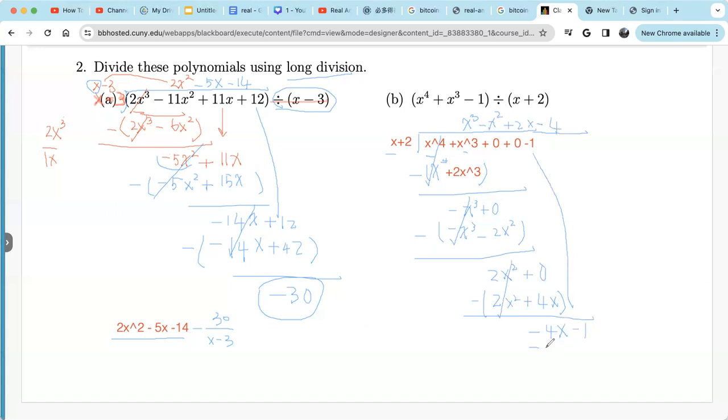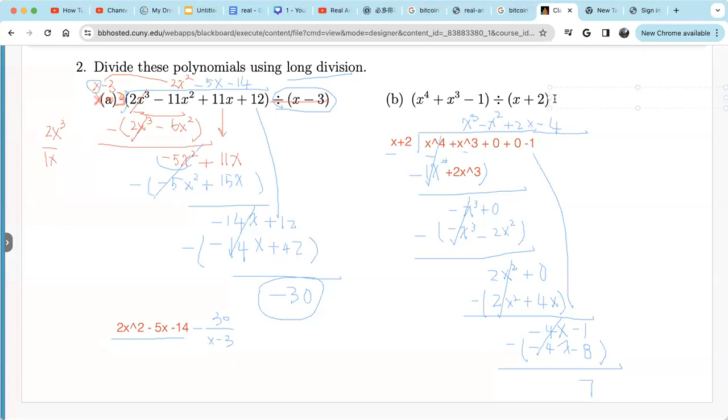So negative 4x divided by x, that's negative 4. So we put negative 4 in the quotient. Negative 4 times x, we get negative 4x. And then we have 2 times negative 4, gives us negative 8. Then we subtract. So each step we subtract. Because when we subtract, we get rid of the leading term. Then we have negative 1 minus negative 8. Negative 1 minus negative 8 becomes negative 1 plus 8. Right? That becomes 7. So how do we write our answer for this?